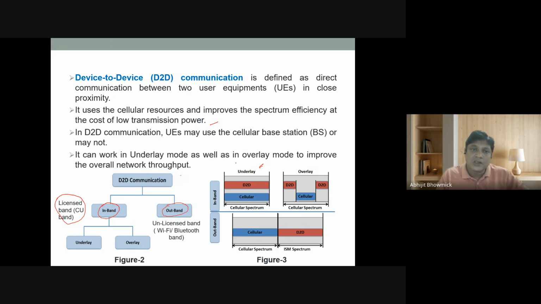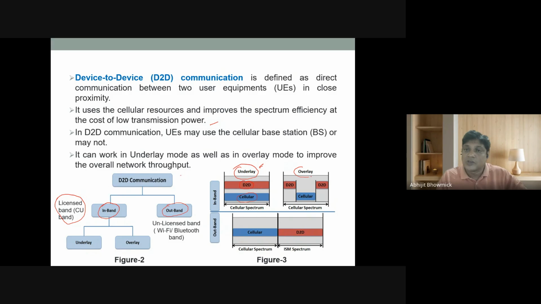Similarly, in underlay, D2D uses the CU spectrum while the CU user is present in this channel, meaning the CU user is already transmitting through the channel. Under this condition, D2D wants to access that channel. In that case, when it uses that cellular channel which is already in use, it cannot transmit with high power. It has to transmit with controlled power. This sharing scheme is called underlay transmission.